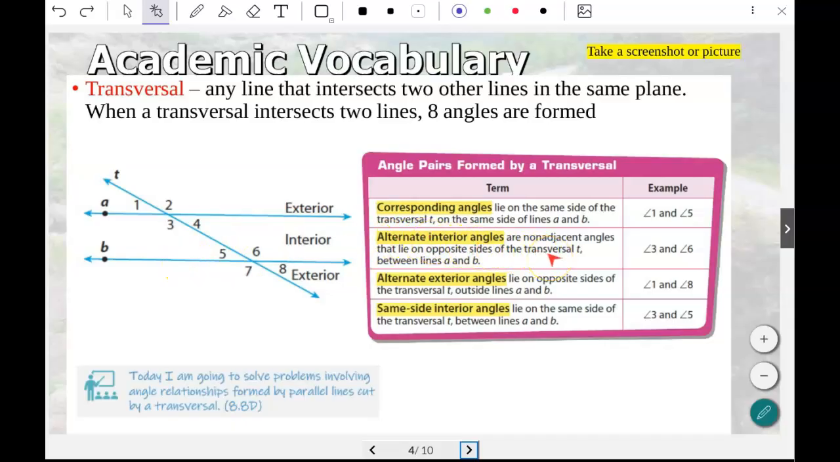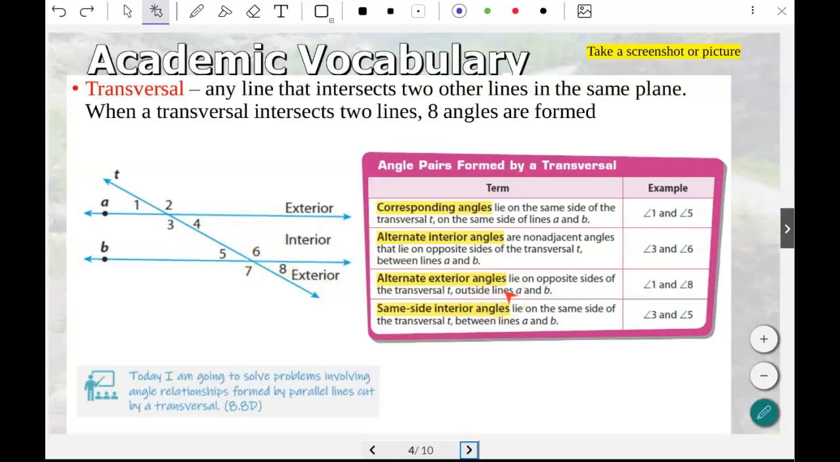Next one, alternate interior angles are non-adjacent, which means they don't touch, that lie on opposite sides of the transversal T, and between lines A and B. Here's our example, angle 3 and 6. They're on the inside, the interior of this diagram. They are congruent. So they're alternate, they're on different sides of this transversal, 3 and 6.